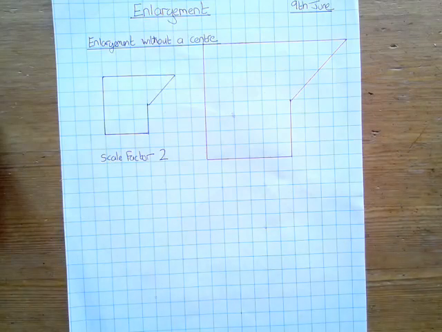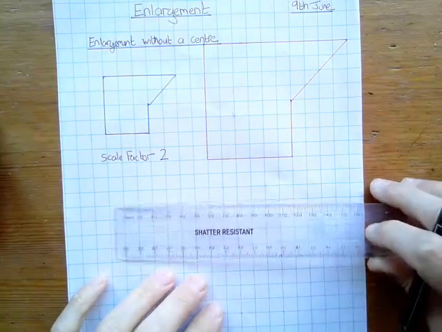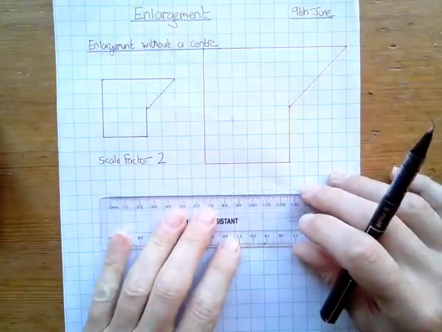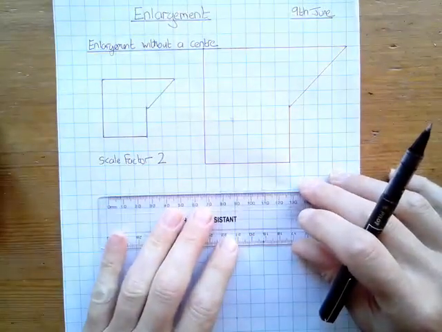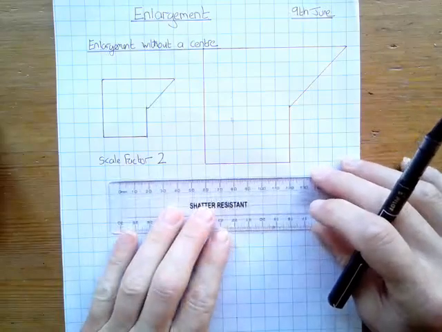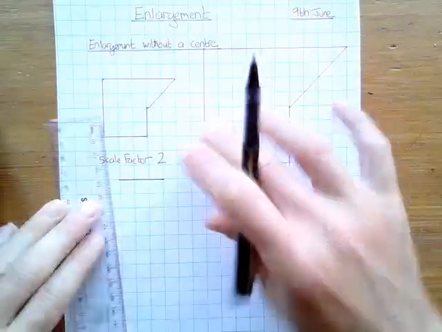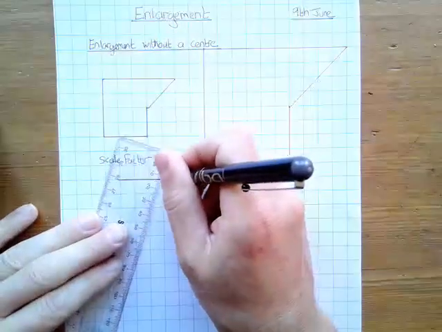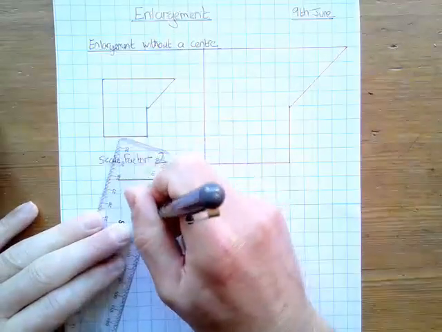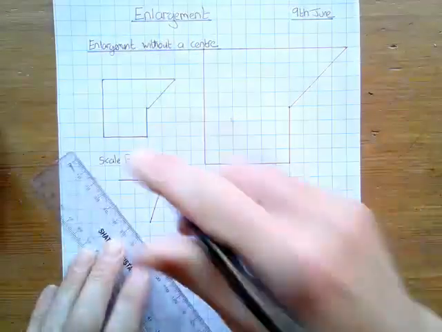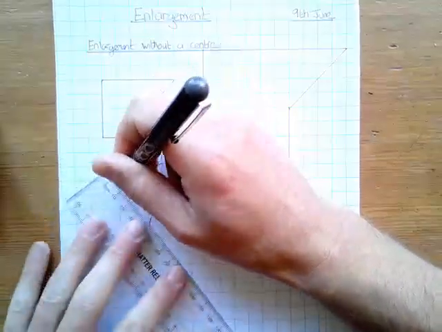Now, I did also talk to you about the fact that enlargement sometimes makes the shape smaller. So I'm going to demonstrate that with something that's scale factor a half. So if I start with a shape, I won't need much space for this one, like this. I'll make this one a little bit trickier actually, just to show.